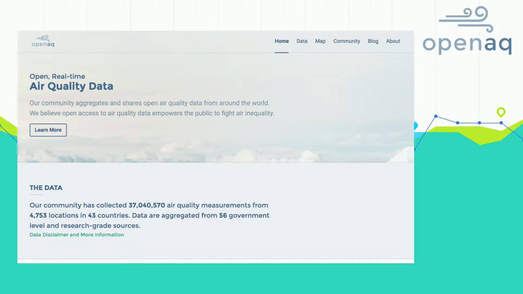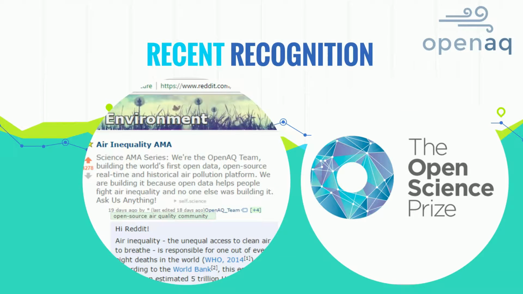and so this project is aggregating them. You can see 37 million measurements taken since they started, 43 countries, and they take in about 130,000 data points each day. And the reason I heard about it and why I think it's kind of relevant, they just did an AMA on r/science, which was fairly popular, well attended, lots of great questions where they talked about their idea of air inequality.